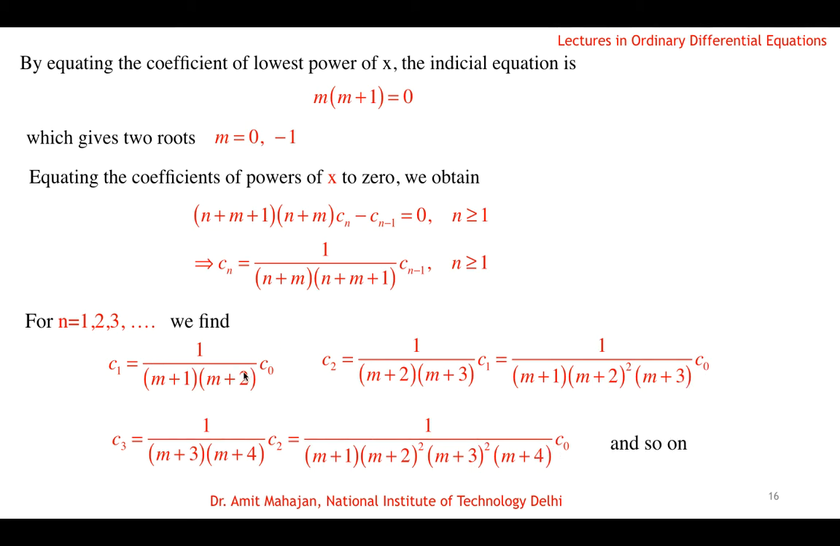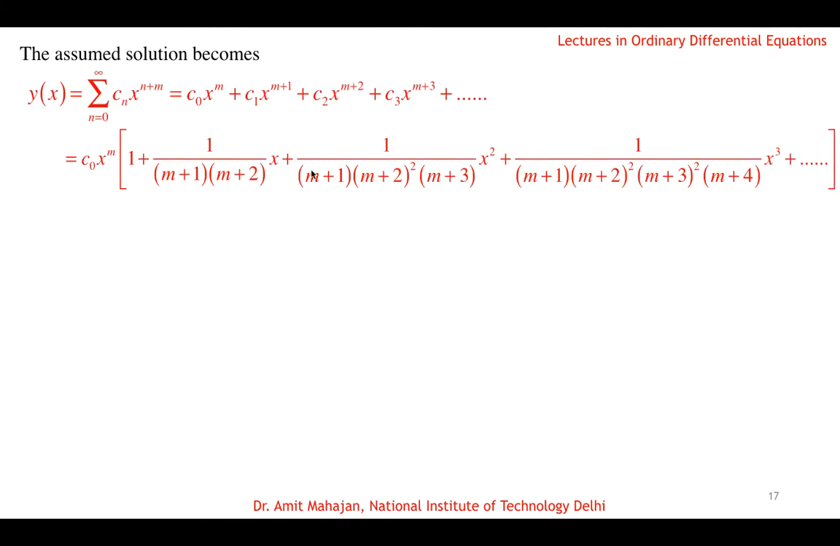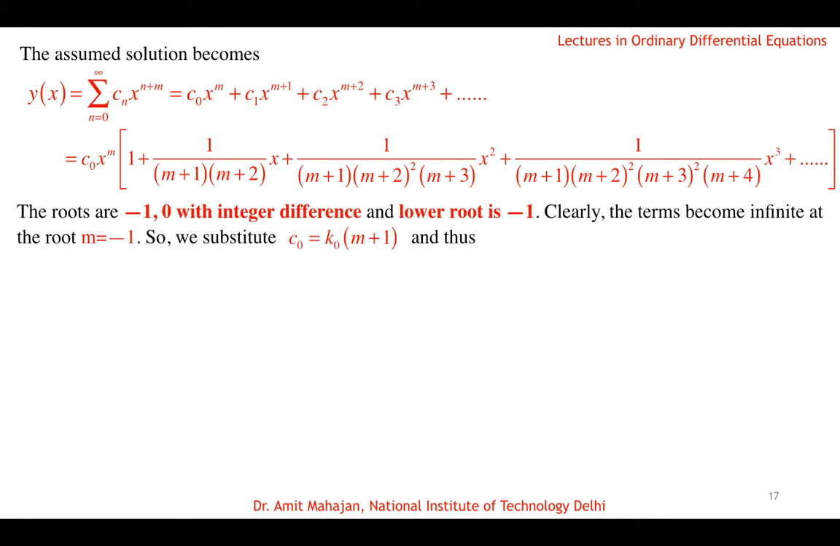Then, as we said, we first write the solution y which we assumed, and plug c1, c2, c3 in there, as we are doing in all examples. So this is the series solution y of x, where the m's are distinct and differ by an integer. When the m's are distinct and differ by an integer, we look at the lower root. In this case, remember, the roots are minus 1 and 0 with integer difference, and the lower root is minus 1.